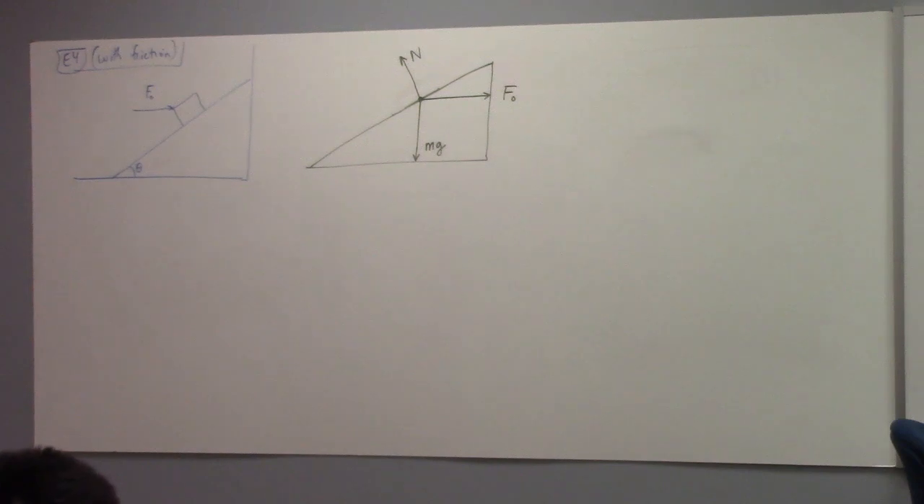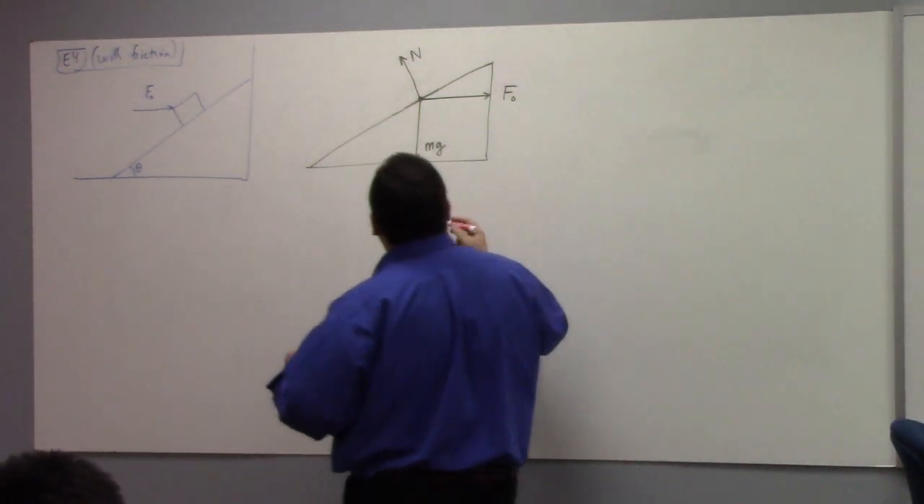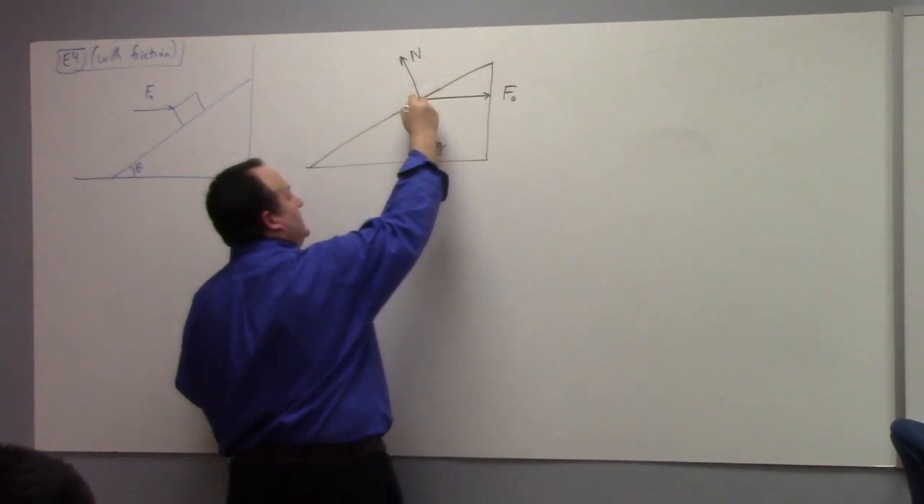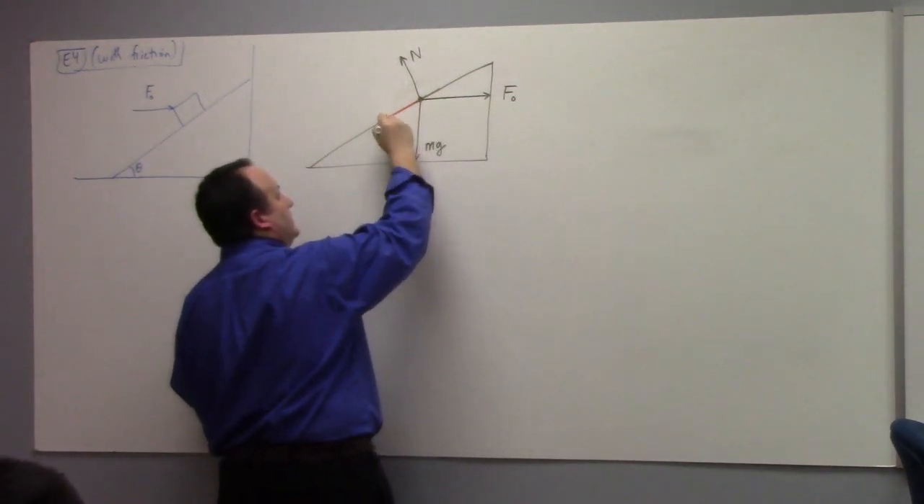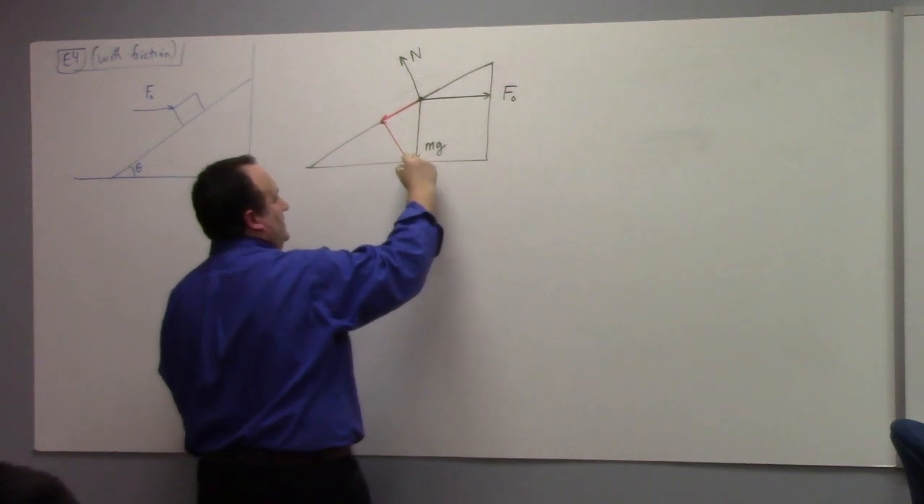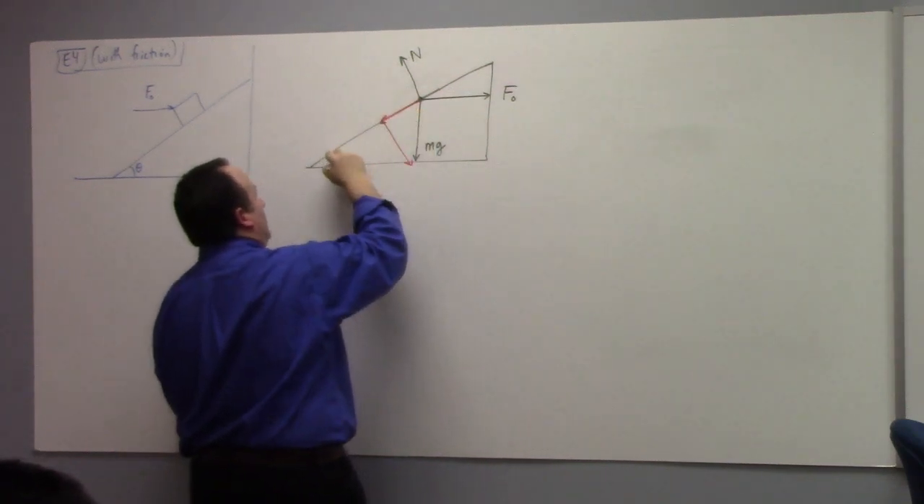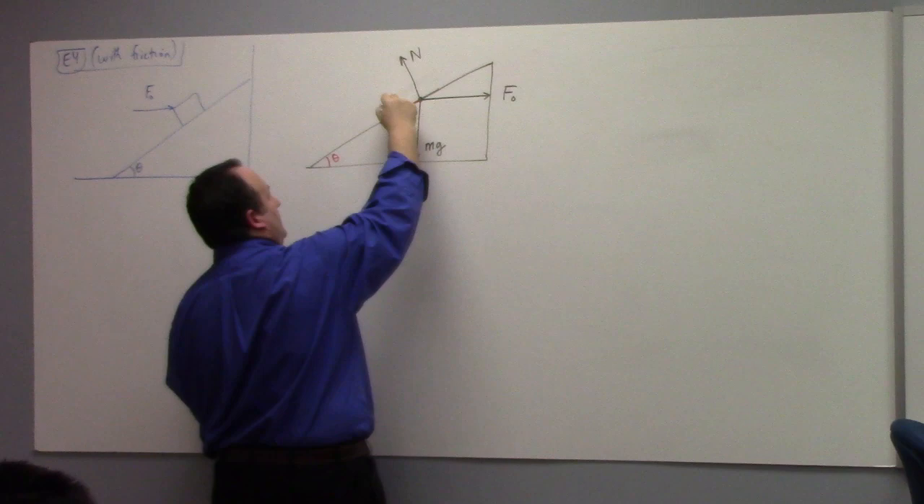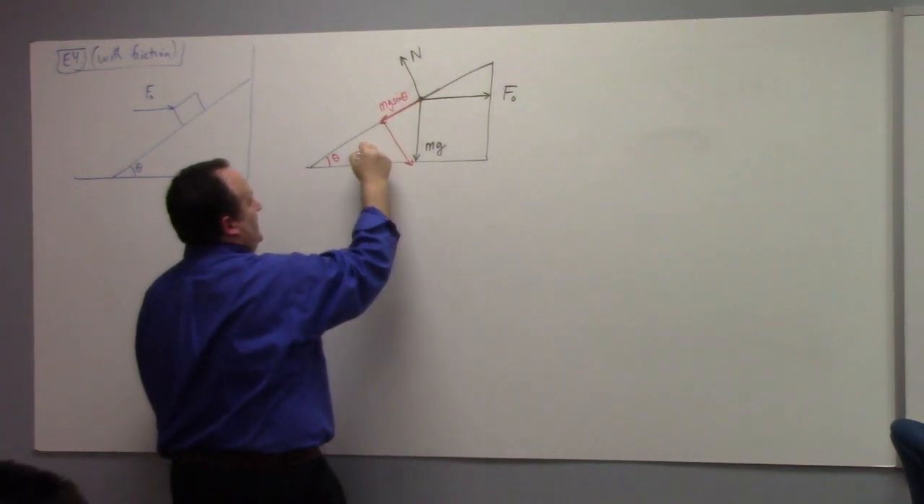Let's do that again. And so we know that if we look at this part of gravity and then that part of gravity, we can do that, right? This is what? We've got mg sine theta here, mg cosine theta over there, right?